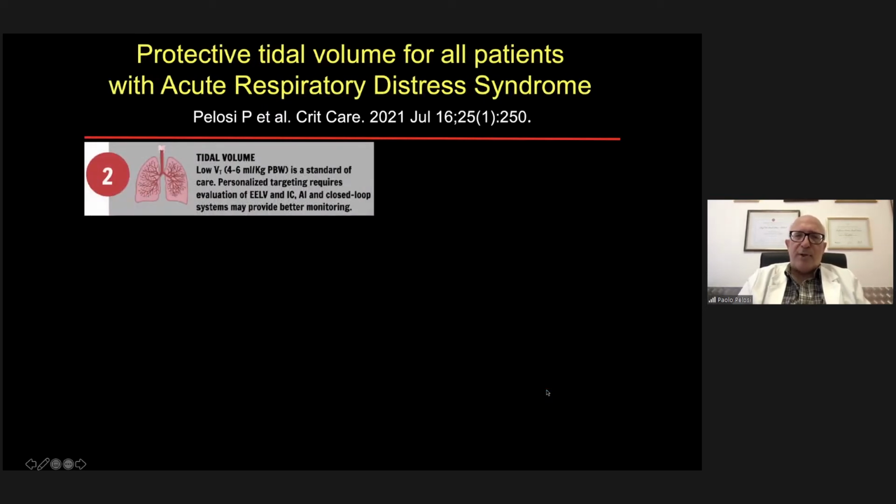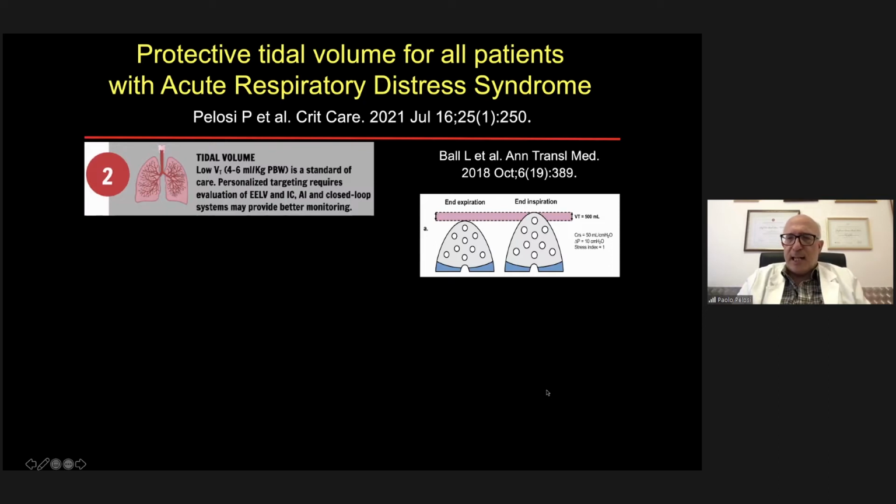Tidal volume, and particularly lower tidal volume at 4 to 6 milliliters per kilogram predicted body weight, is actually considered a standard of care. But other personalized target measurements may also be considered, and we will discuss them soon, as well as the possible role of artificial intelligence and closed loop systems that might provide even better monitoring.